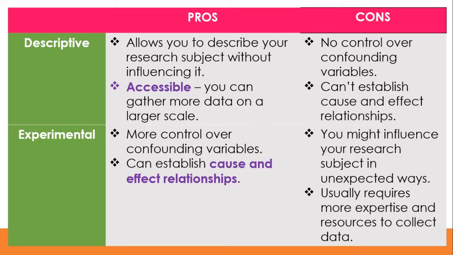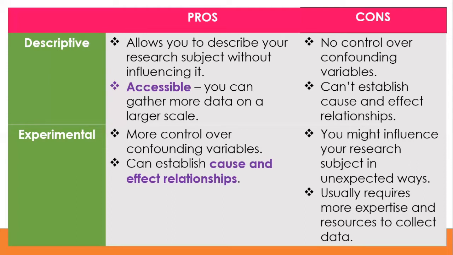However, the downside part of the descriptive data is that the researcher doesn't have any control over confounding variables, and he cannot establish cause and effect relationship as well. So technically speaking, for descriptive data, this is not applicable if you want to determine the cause and effect of a certain situation or subject, okay?